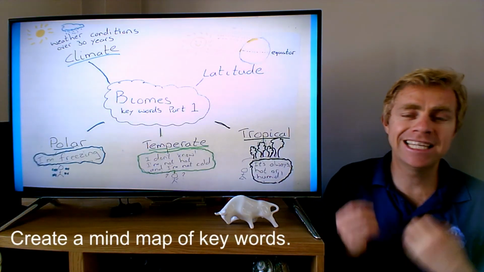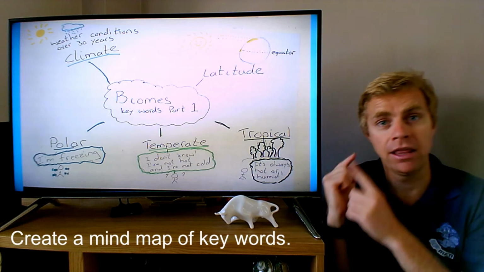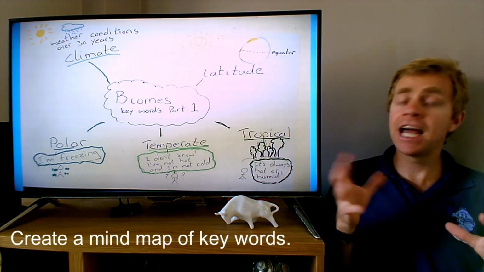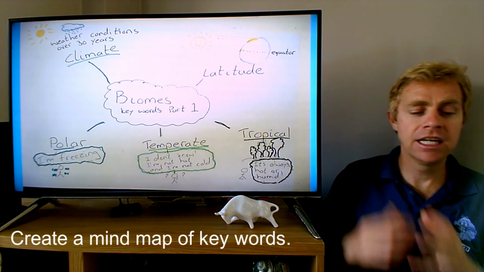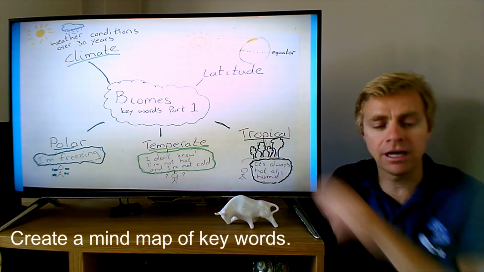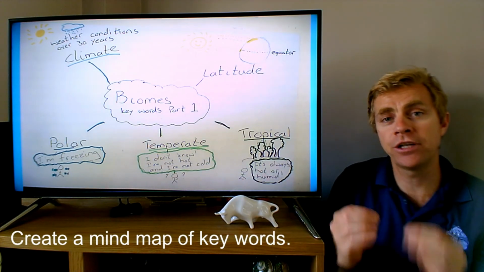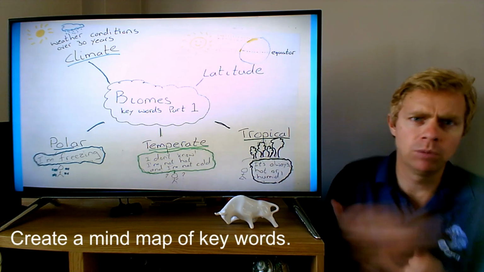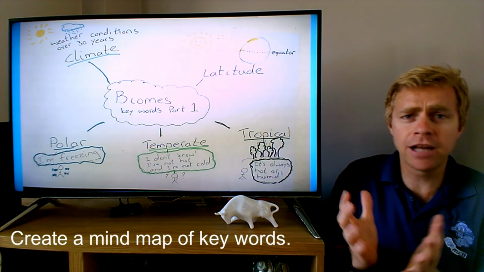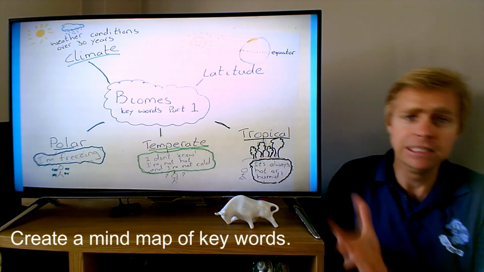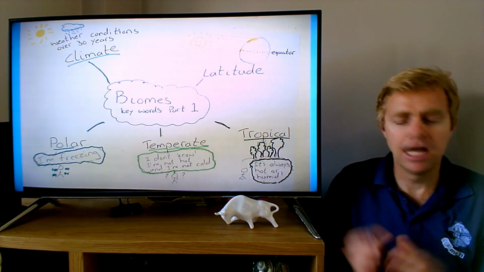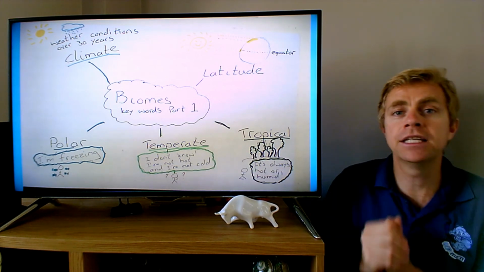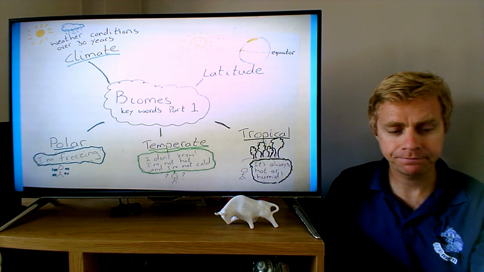What I would like you to do is to have a go at creating this mind map. As you can see, I've done climate, weather conditions over 30 years. I've done rain, I've done sunshine. Again, it's to act as a reminder. Latitude, I have my little equator line drawn on. I've also added the equator, so I know that the middle of the Earth is called the equator. It's an imaginary line. Polar, well, I'm freezing, means it's cold. Temperate, I don't know, I'm hot, I'm cold, I don't know which one it is. And then you have tropical, it's always hot and humid. Have a go at creating this mind map. Go ahead and pause the video.